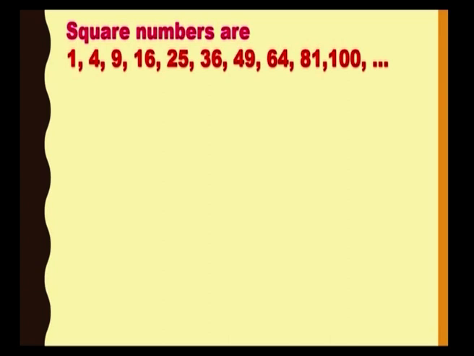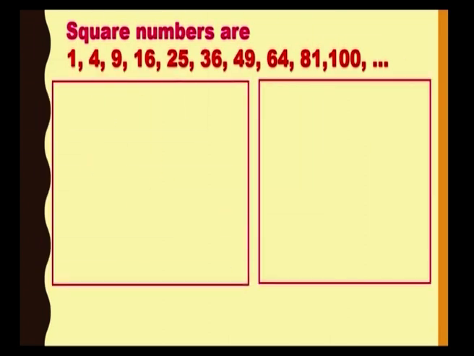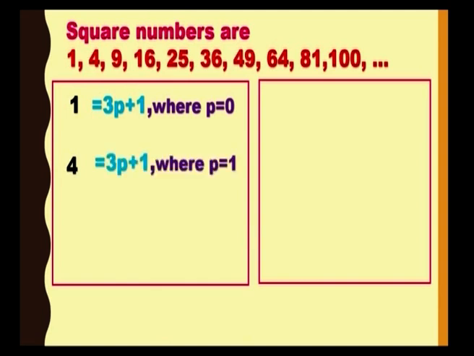We can take any square numbers here. 1 I can write as 3p plus 1, where p is equal to 0. That means if I substitute p is equal to 0, it will become 3 into 0 plus 1. So, 1 is equal to 3p plus 1, where p is equal to 0. Next number 4, I can write again as 3p plus 1, where p is equal to 1. 9 I can write as 3p, where p is equal to 3. If I substitute p is equal to 3, I will get 3p as 9 only.